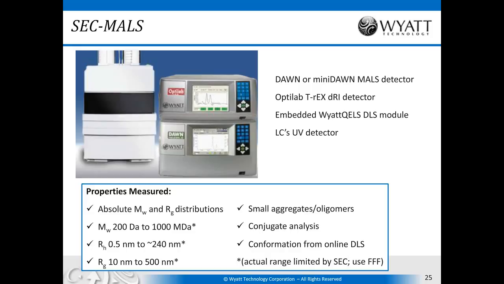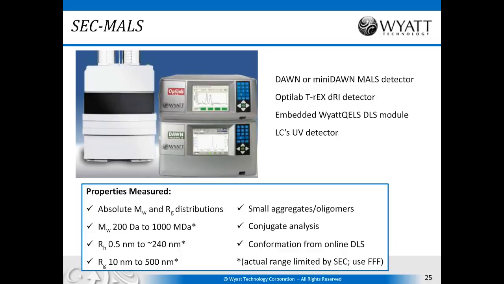You can embed inside the MALS detectors a DLS module, and so that you're actually making the dynamic light scattering measurements and the static light scattering measurements in the same flow cell. This is advantageous relative to adding on another detector downstream, which will not be measuring simultaneously. And finally, if necessary, we'll be using the UV detector for the liquid chromatography system.